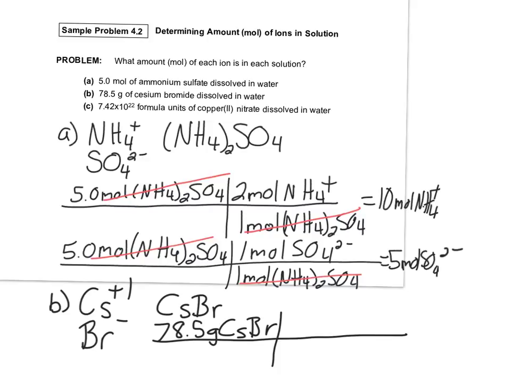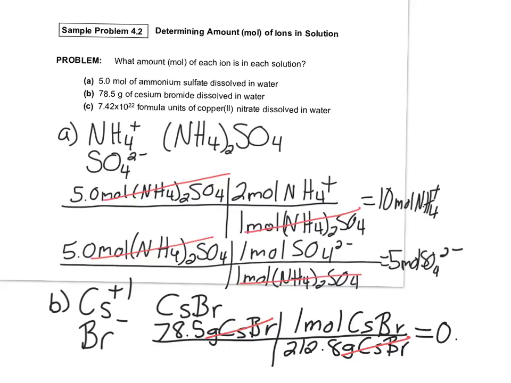So let's see here. That's going to be 1 cesium plus 1 bromide, and I got 212.8 grams of cesium bromide in 1 mole of cesium bromide. Remember, the periodic table tells us those units, right? The grams per 1 mole. So I've got grams divided by grams are going to cancel, and I'm going to be left in moles. So let me see here. What am I going to get? 78.5 divided by 212.8 equals, and I got 0.369 roughly.